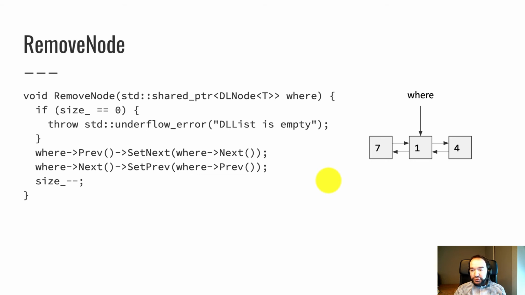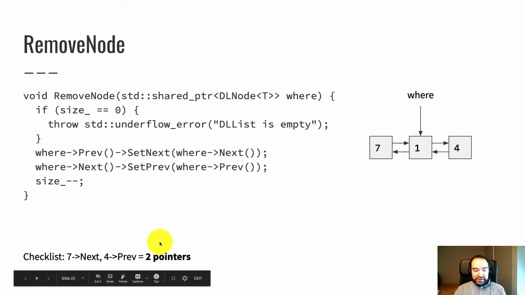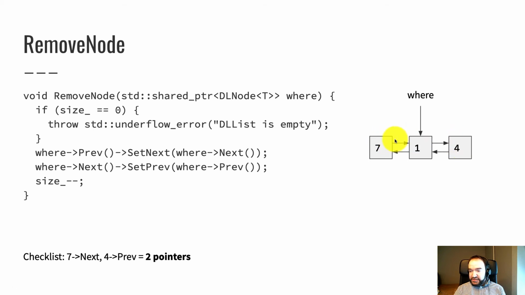Next, let's look at the remove node operation. It's given a pointer to a node called where, and the goal of this operation is to remove that node. So the 1 node in this sketch needs to go away. Again, we're going to make a checklist of nodes that need to change. The 7's next needs to change. The 7's next will become the 4. It's going to circumvent the 1. It's going to skip over the 1.